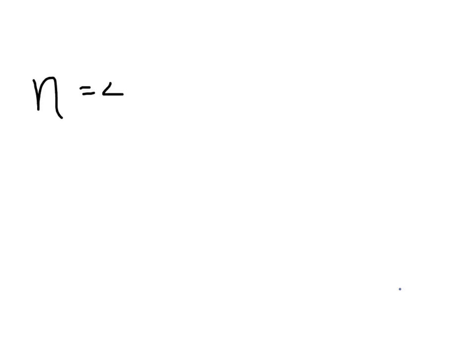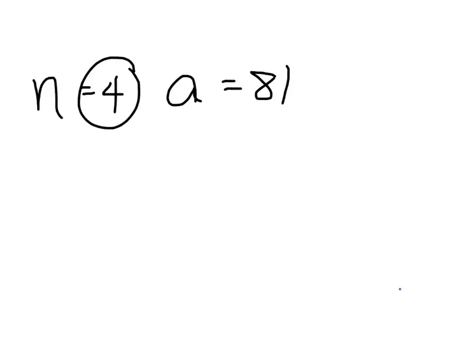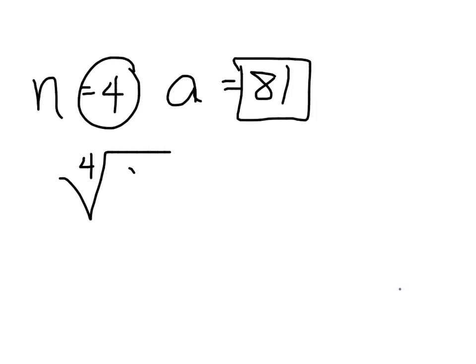Okay, on the first two, it says find the indicated real nth roots of A. So another way to rewrite this is this number goes in the crack, and this number goes underneath. Now from here, we need to break down the fourth root of 81.